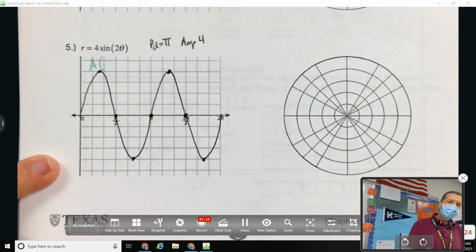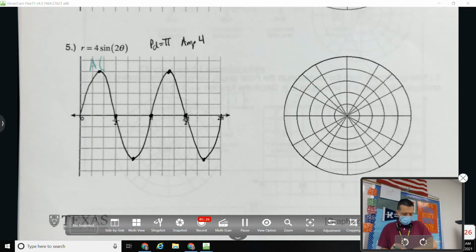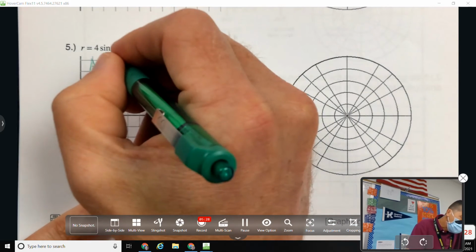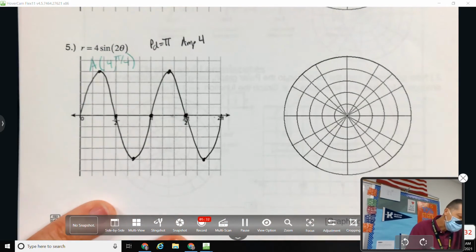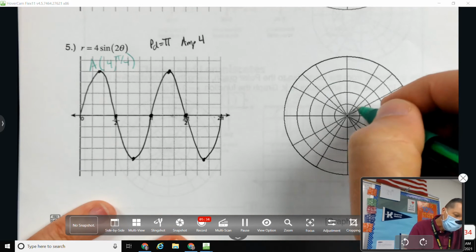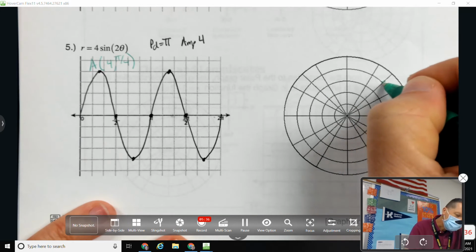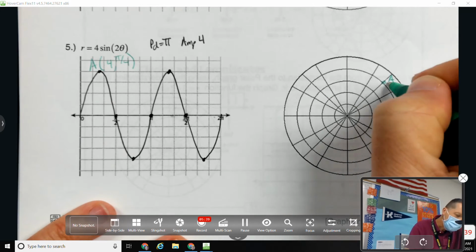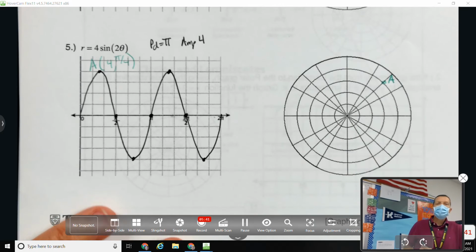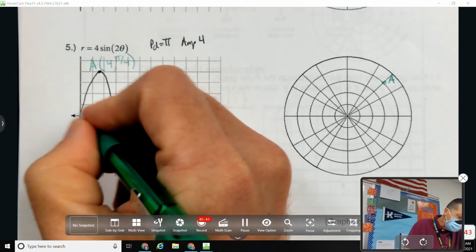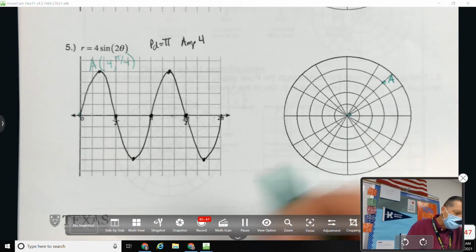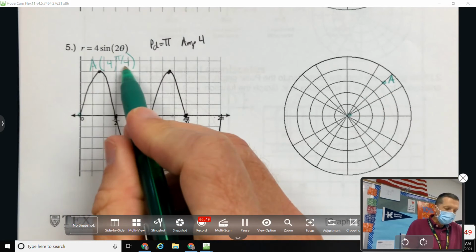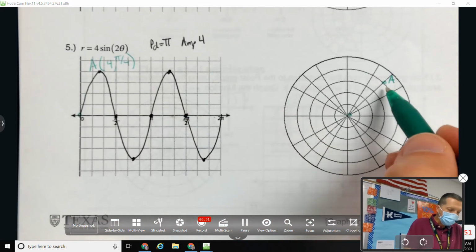All right, so point A, I like to just go point by point. It's probably the easiest thing to do for now. So that angle is pi over 4, and we're up at 4. So pi over 4, out to 4. I guess I didn't put it on there, maybe I should have, but we started at 0. So at pi over 4, we were out at 4.